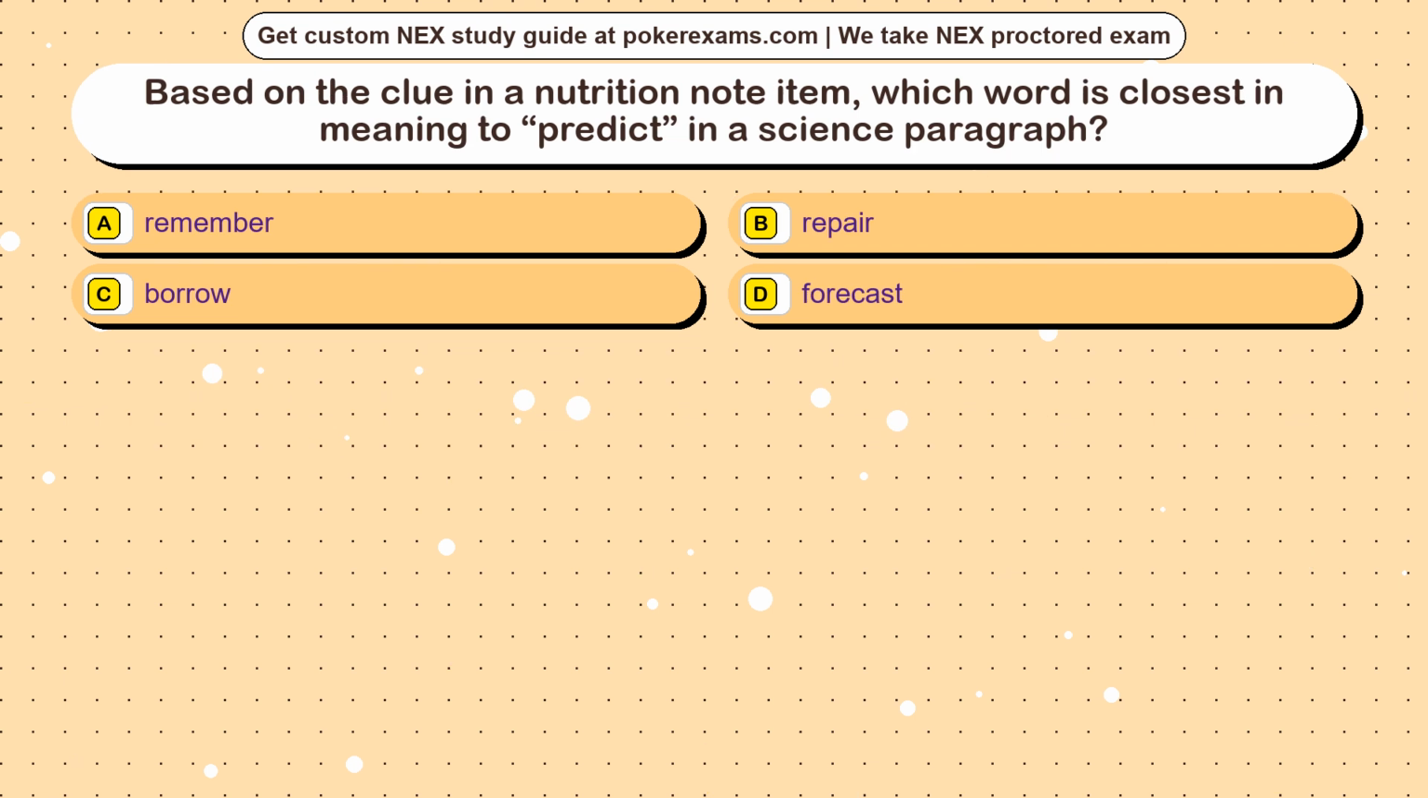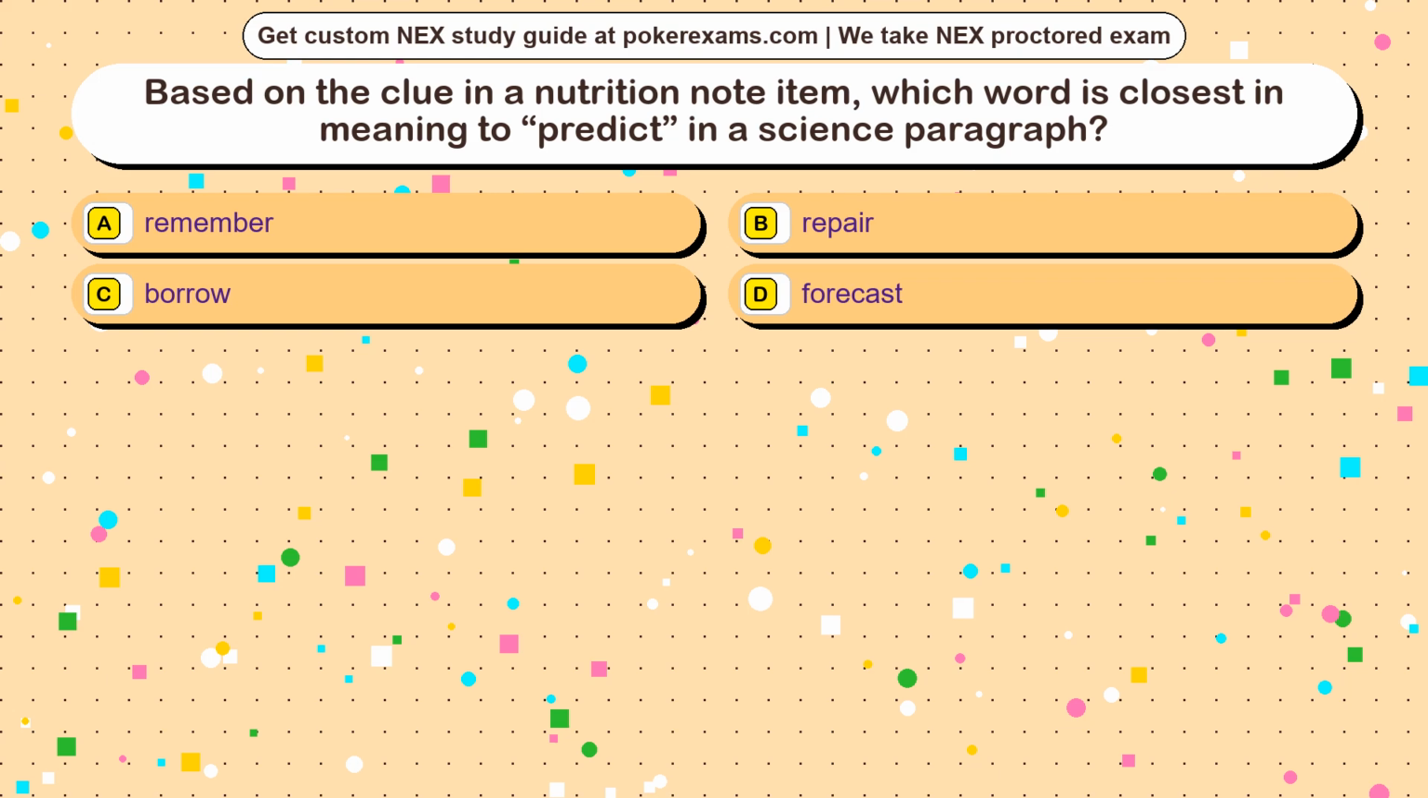Question 17. Based on the clue in a nutrition note item, which word is closest in meaning to predict in a science paragraph? Option A, remember. Option B, repair. Option C, borrow. Option D, forecast.